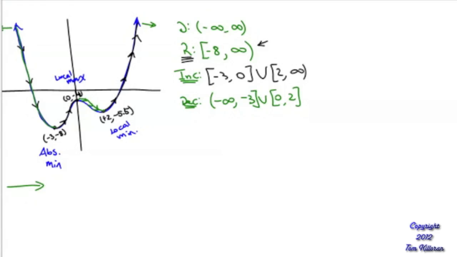Now, if you put them all together, negative infinity to -3, -3 to 0, 0 to 2, 2 to infinity, that's everybody. You have all the pieces, and you put them together and you get the entire domain.